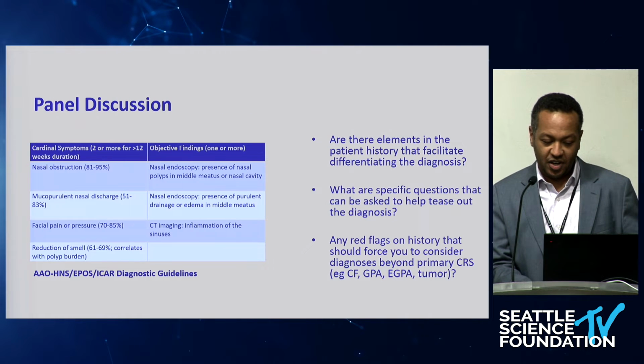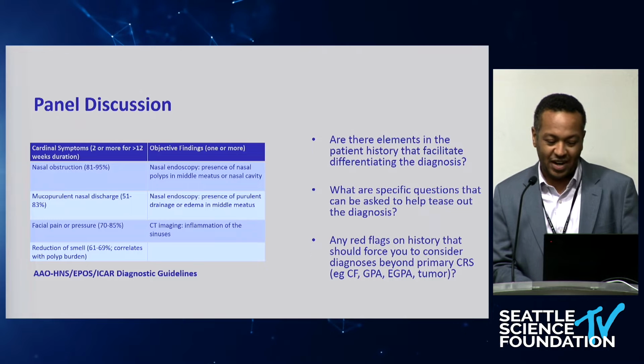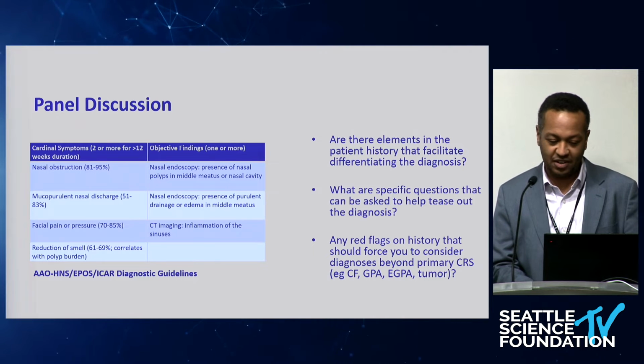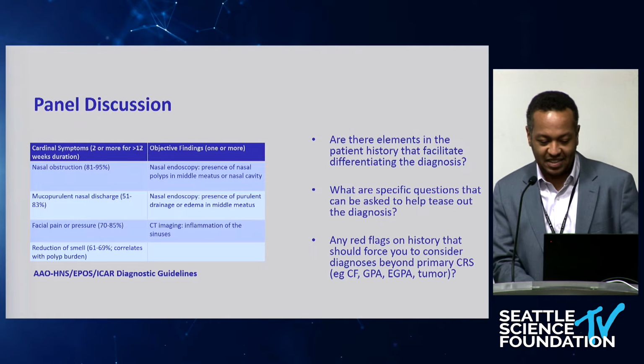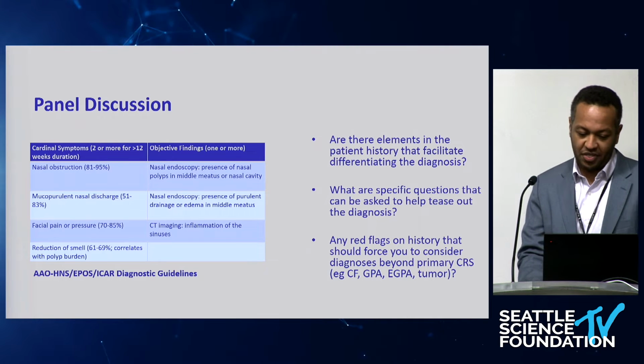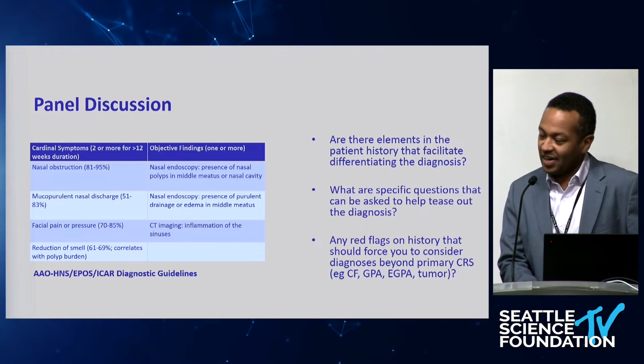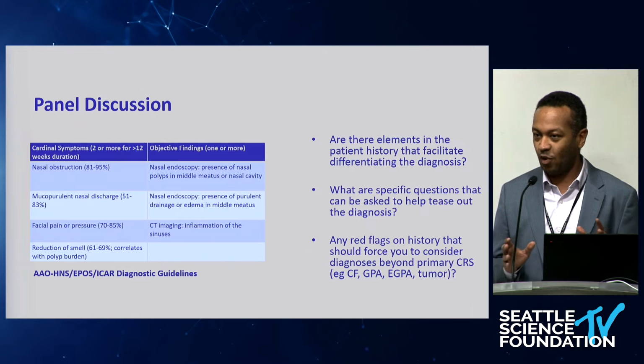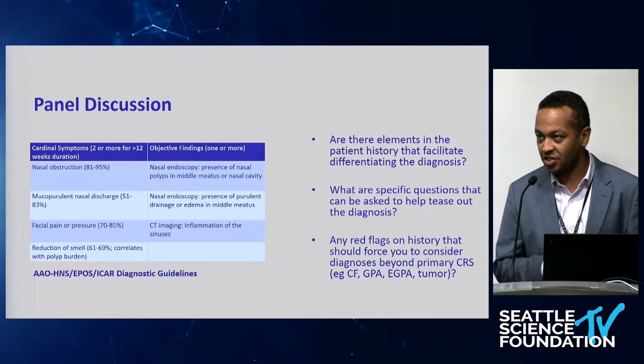All of you already know the diagnostic criteria based on cardinal symptoms and objective findings, so we won't drill down on that too much. But I'd like to ask the panel, and we'll start with Arif: are there elements in the patient history that allow you to differentiate between those different forms of primary chronic rhinosinusitis that we just talked about?